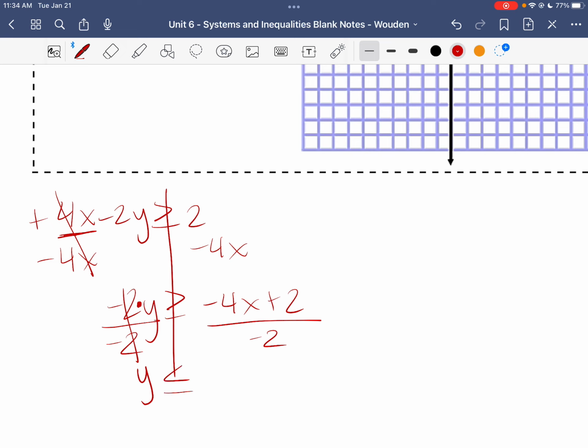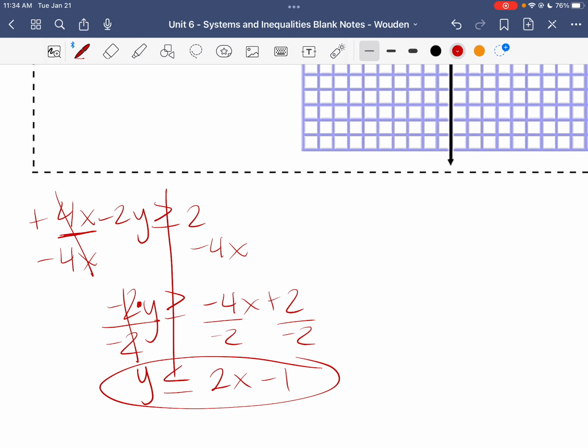Now I'm going to simplify this. Technically, we divide by negative 2 and we divide by negative 2. So I'm going to simplify negative 4 over negative 2. That is just 2x. Plus 2 divided by negative 2, that is negative 1. So now this is my new inequality that I am working with.